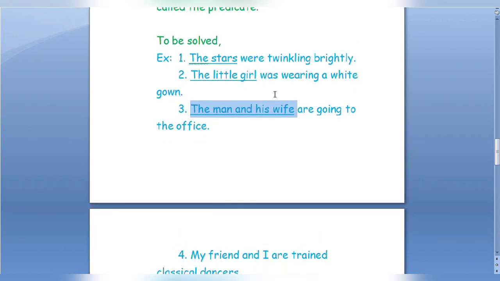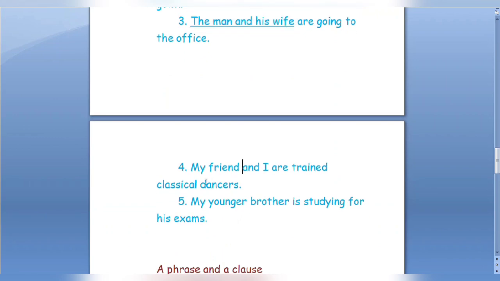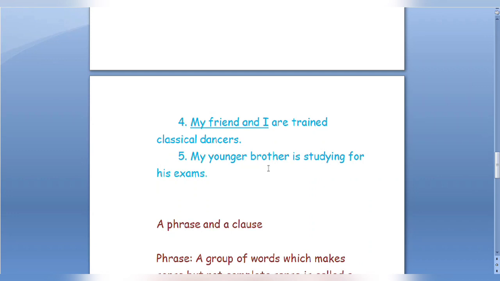Once again I'll tell you, the underlined part is the subject and the remaining part is the predicate. Next, my friend and I are trained classical dancers. So my friend and I here becomes the subject. Are trained classical dancers becomes the predicate. Next, my younger brother is studying for his exams. So I am talking about my younger brother. So that becomes the subject. Is studying for his exams becomes the predicate.